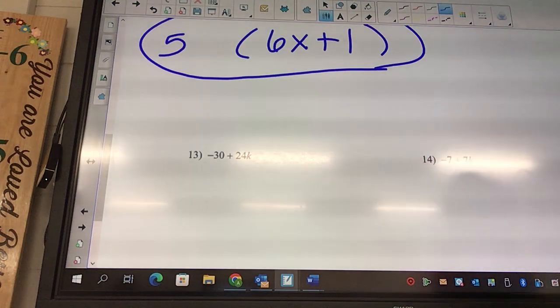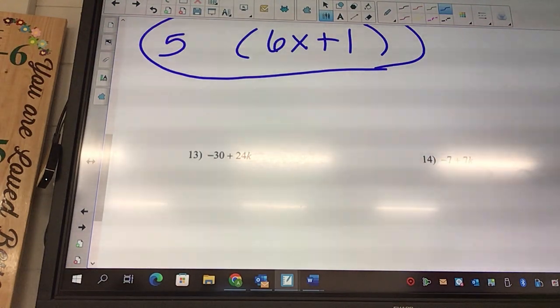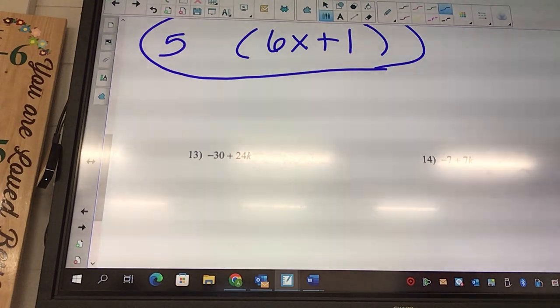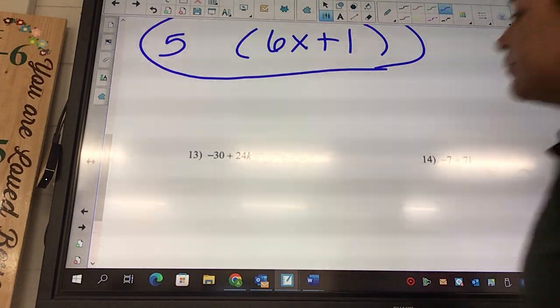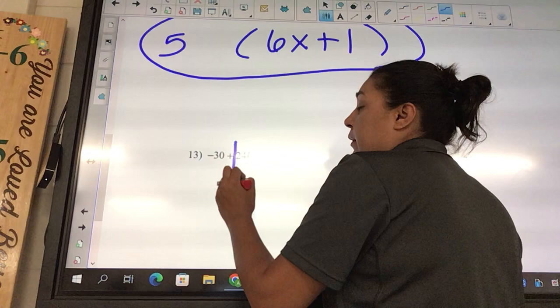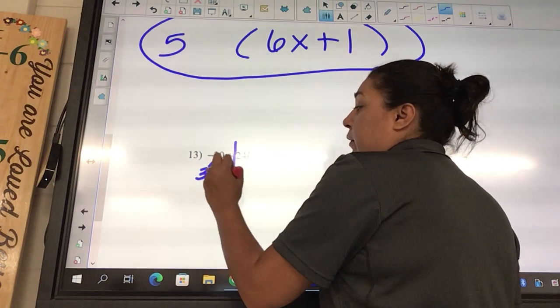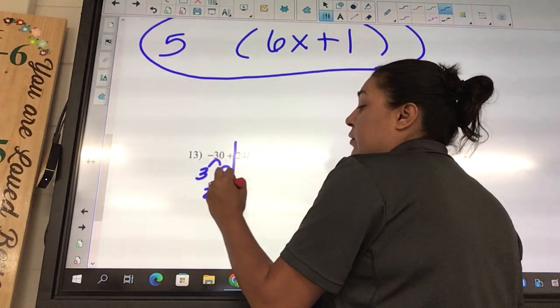Okay, 13. 13 is one that I would use the tree method. Both of those numbers are kind of big, so you need to use that tree. So what are some factors of 30? 3 and 10, 2 and 5.